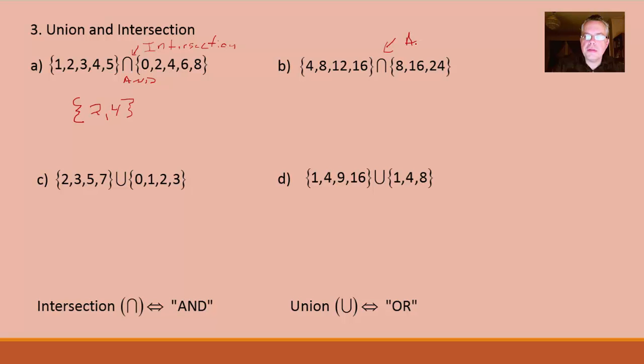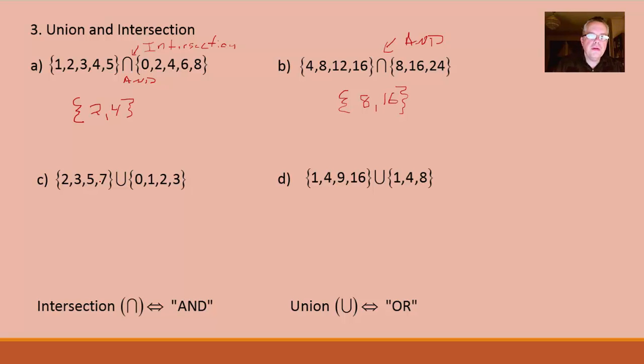So just to remind us, I'm going to put an "and" here. What's in both sets? So we have a 4. No, we don't. We have an 8 in both sets. And both sets have a 16. Okay, so that's intersection. Like when roads intersect. The intersection is the part that belongs to both roads.